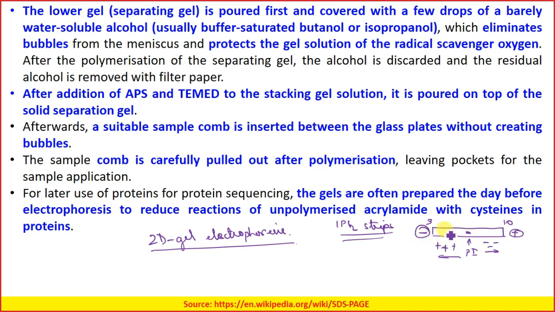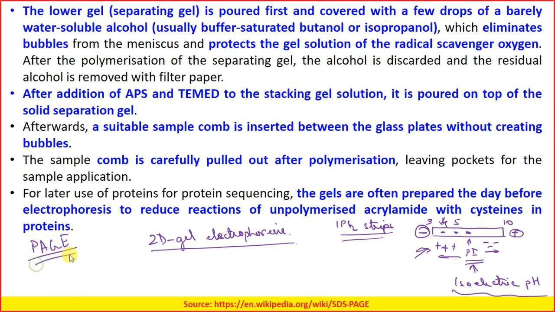Now what will happen? Depending upon the pI, which is basically the isoelectric pH, the protein will segregate. So some protein fragments may be at say pH 4, some may be at say 5, and so on. After the proteins have been segregated as per the isoelectric pH, then this PAGE is being run.